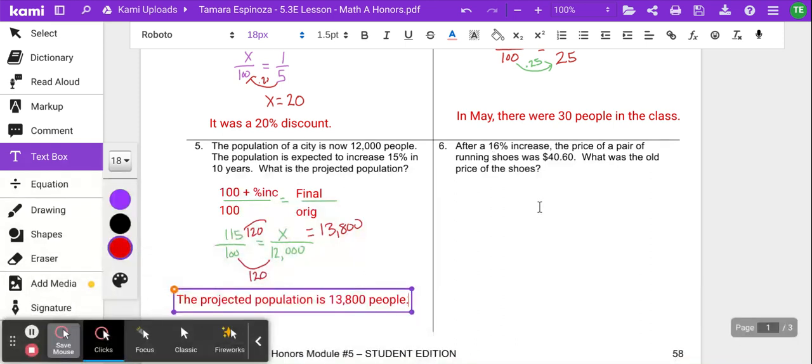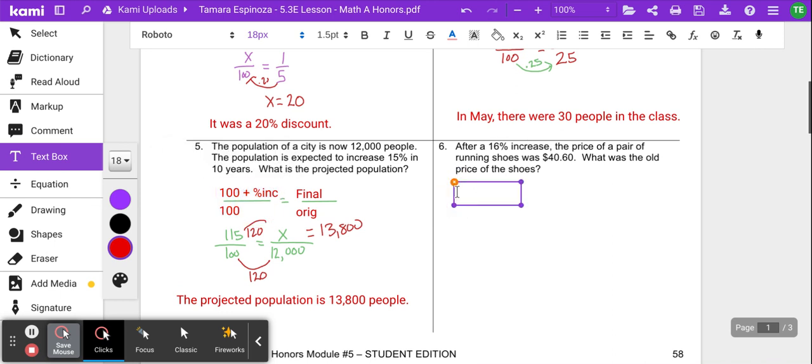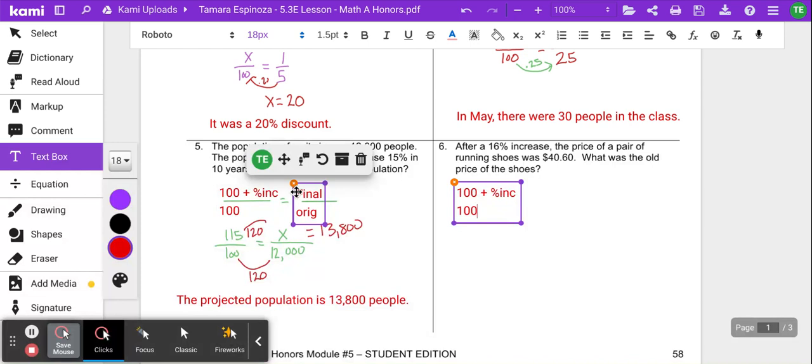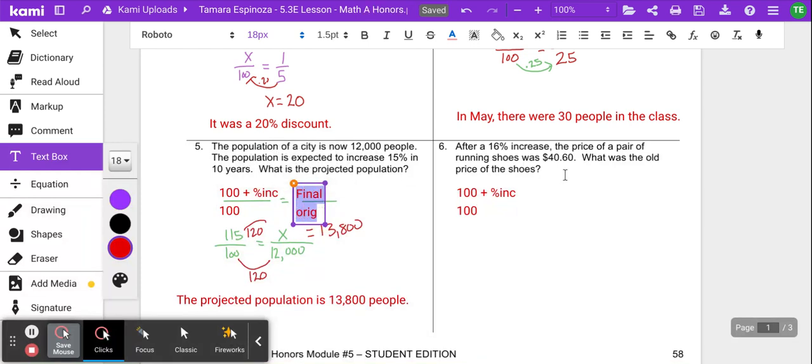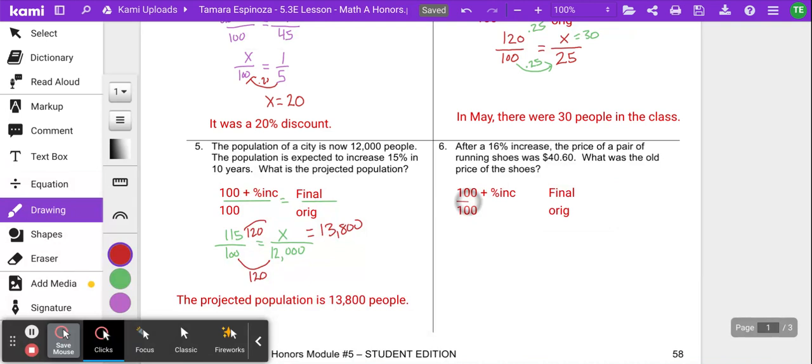Number 6, after a 16% increase, the price of a pair of running shoes was $40.60. What was the old price of the tennis shoes? All right, so I've got a final price. So again, same setup. So I'm going to control copy that over here. Add my details.